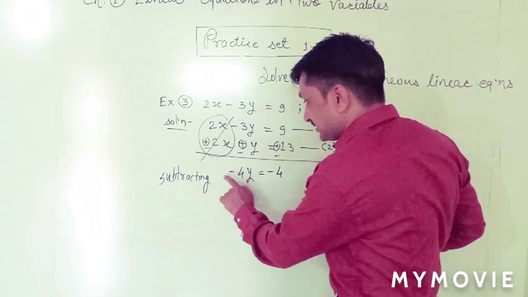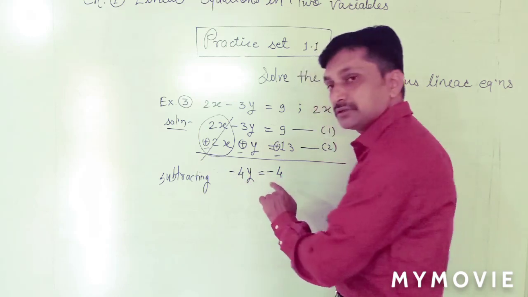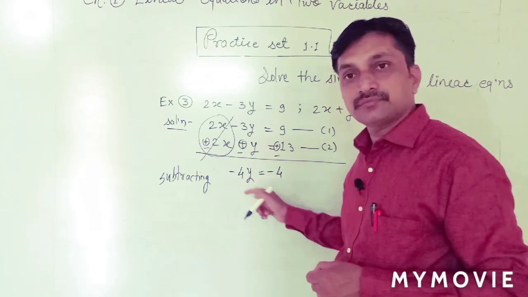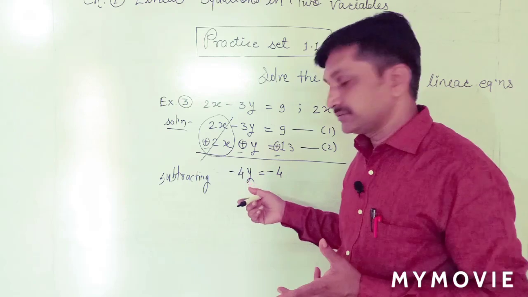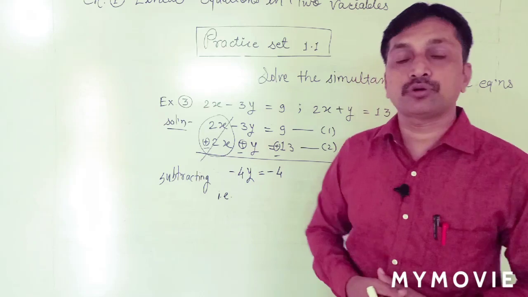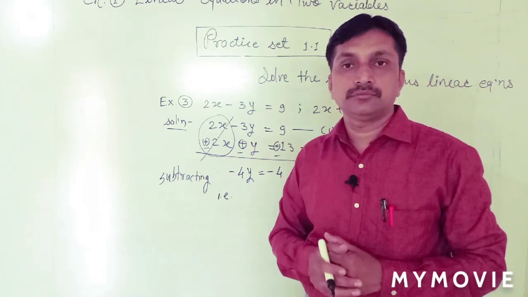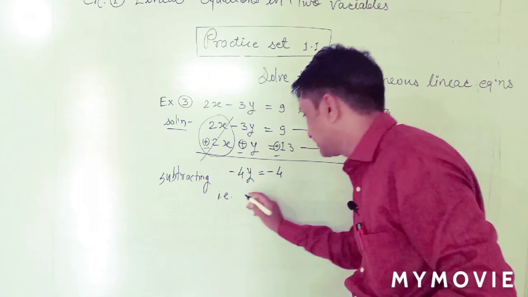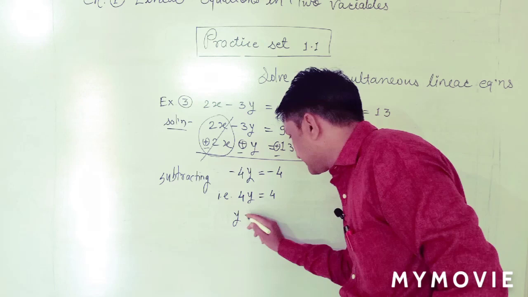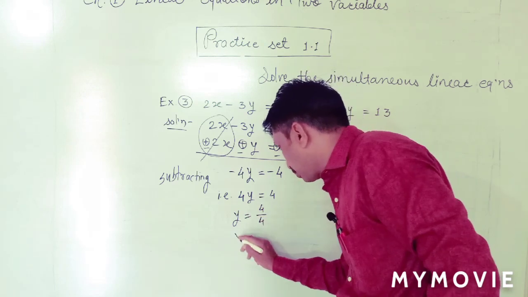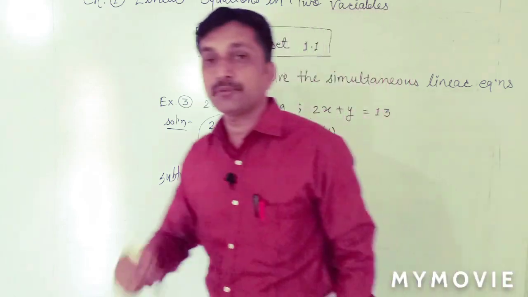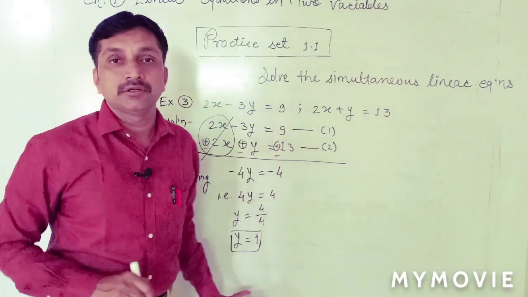Now on both sides there is a negative sign, and if we divide by minus 4, the signs will be cancelled. Or here we can take out the minus sign from both sides. Take out both negative signs from here and here. 4y is equal to 4. Now transfer: y is equal to 4 upon 4. y is equal to 1. We got the value of one variable, that is y.